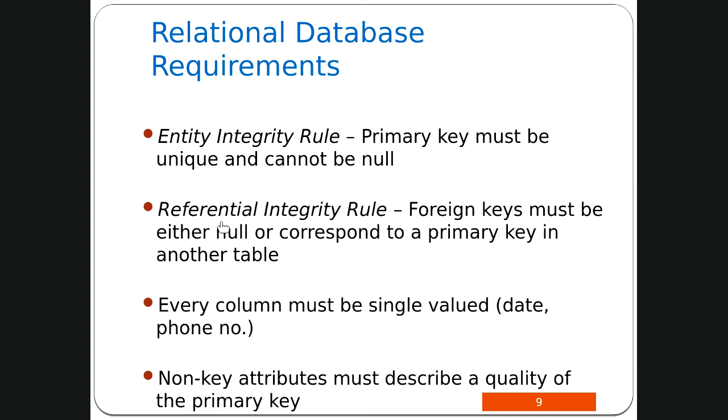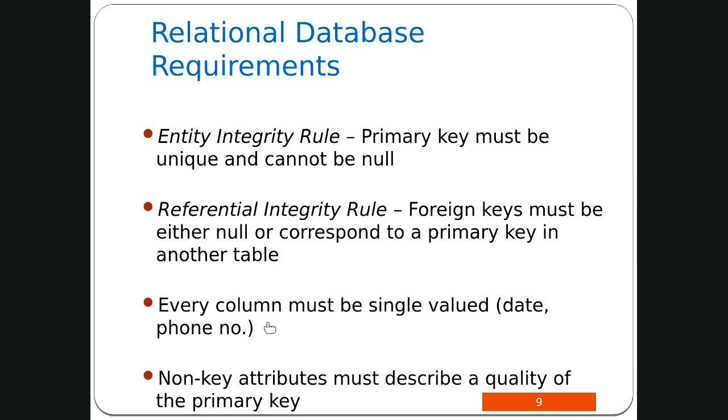The second one is the referential integrity rule, which means foreign keys must be either null or correspond to a primary key in another table. So the foreign key, you can leave it blank. For example, if a student did not register for any course, you can leave that blank. But if you put a course ID, then it must match a course ID in the course table. So it must match the primary key in the course table, right? This is called the referential integrity rule.